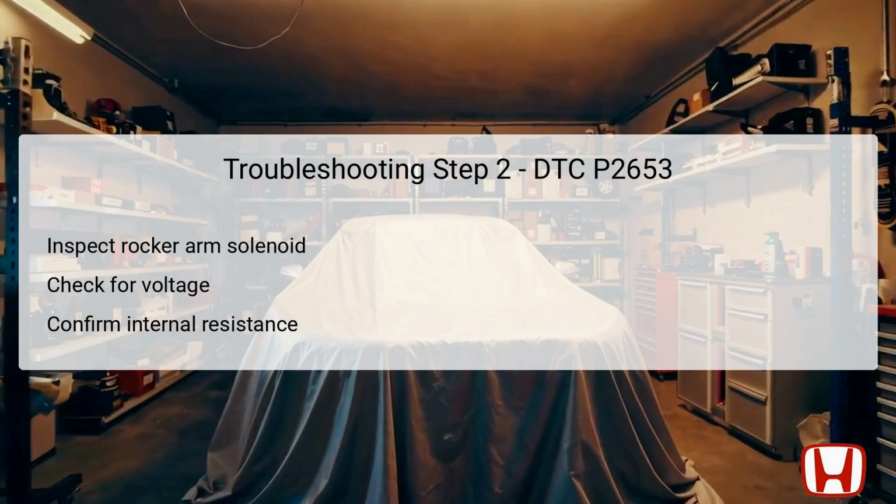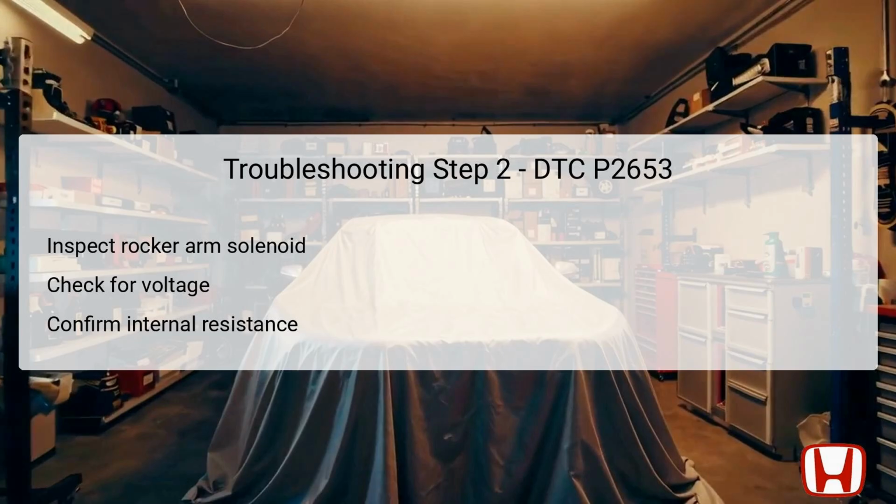Proceed by inspecting the rocker arm oil control solenoid directly. Disconnect the solenoid's 2P connector to allow for a thorough examination. Using a multimeter, measure the resistance of the solenoid's internal circuit. Under normal conditions, this reading should fall between 13.9 to 16.9 ohms at room temperature.